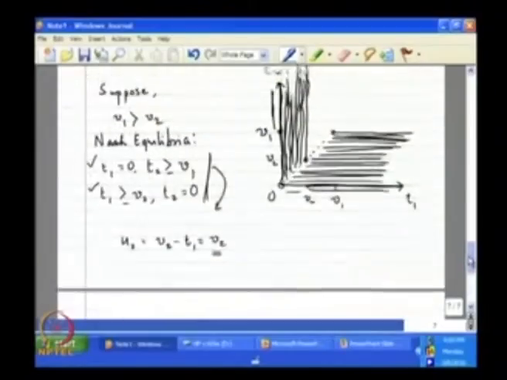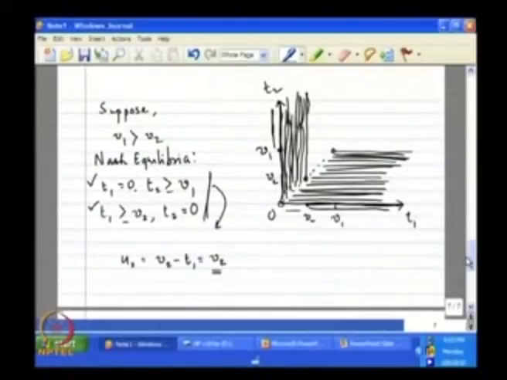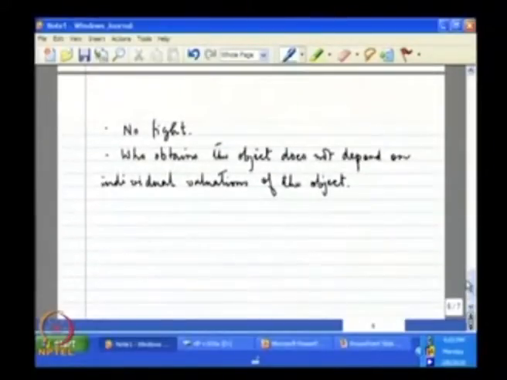In this case, for example, we had assumed that V1 is greater than V2, that is, player 1 values the object more than player 2, but we had this equilibrium. Here player 1 is not getting the object, but player 2 is getting the object. So, it means that even if you value the object less, you might still get the object.